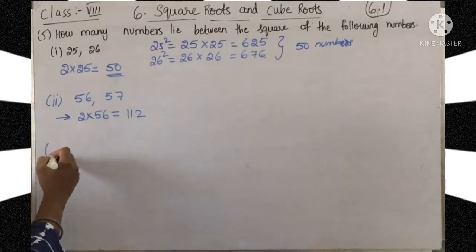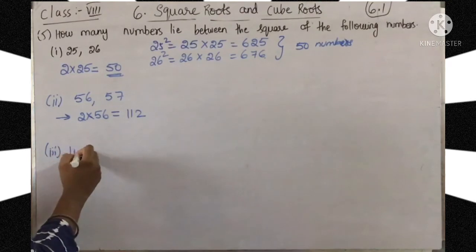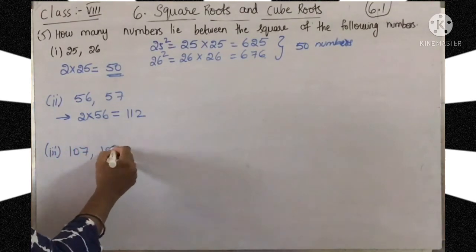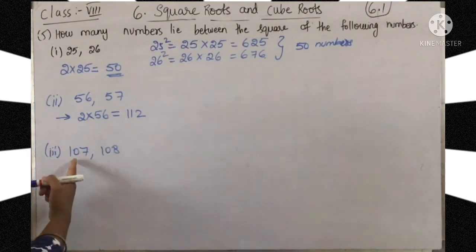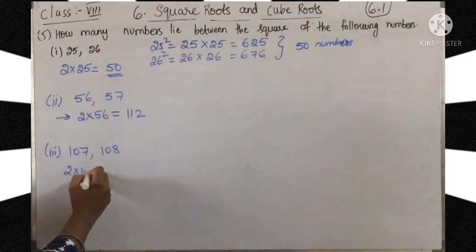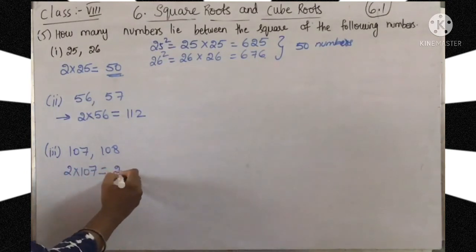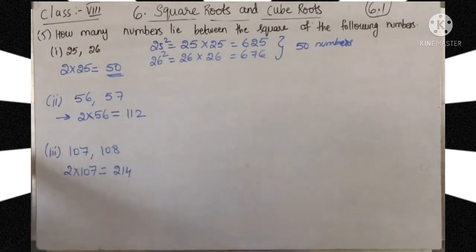Okay. Next, the third one, 107 and 108. So what is the first number here? 107. So 2 into 107, if you do, you will get 214. So in total 214 numbers lie between the square of 107 and 108.